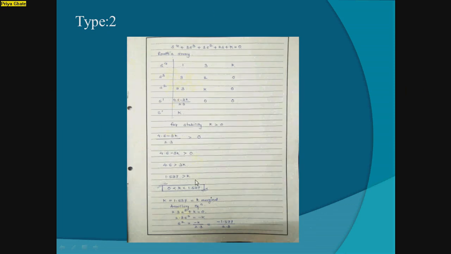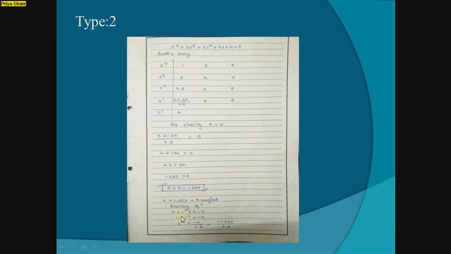By solving the Routh array, for stability, k should be greater than 0. We are considering this term to calculate the k value. We have 0 less than k less than 1.537. By solving this term, k is equal to 1.537, which is k marginal.